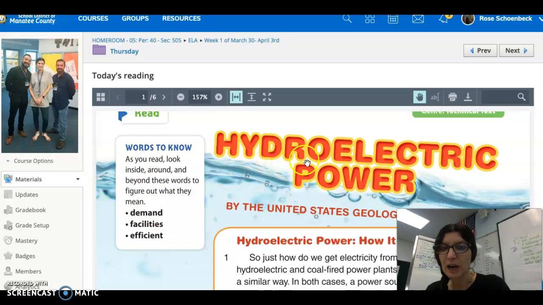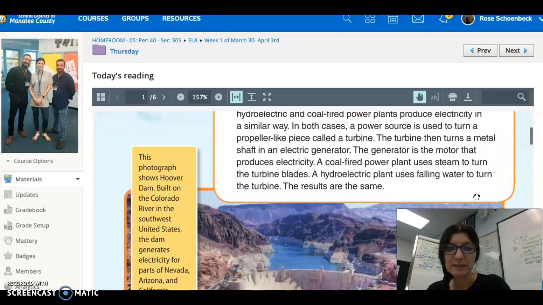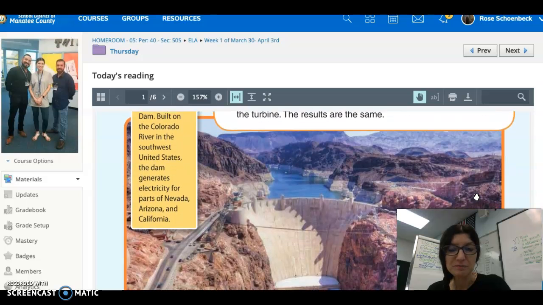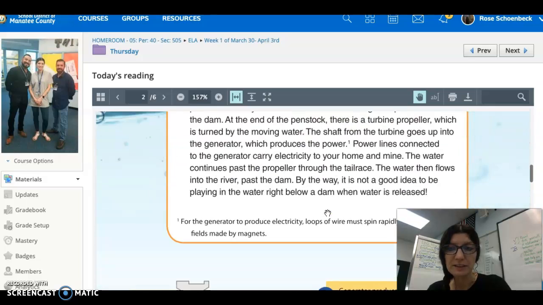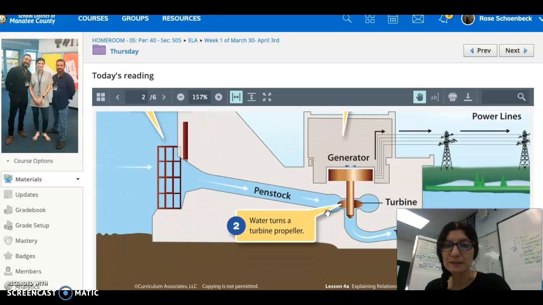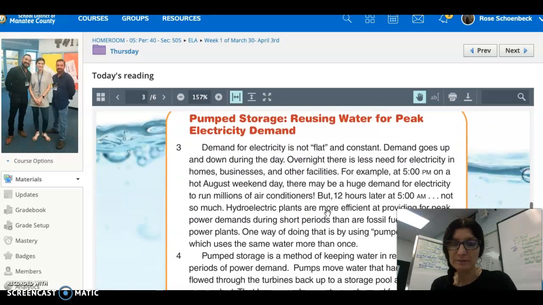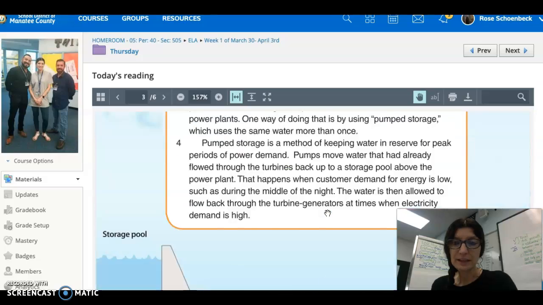When we look at the title, hydroelectric is a very, very long word. But I see hydro, we know that hydro means water, and electric we've been studying all about, and we know power. By the United States Geological Survey. Also when I'm looking at this, I see pictures, and another text feature, a caption. As I'm rolling through it, I also see a diagram and more captions that explain, and it's illustrated there. This is not a picture, that's an illustration. And then here's a heading there.